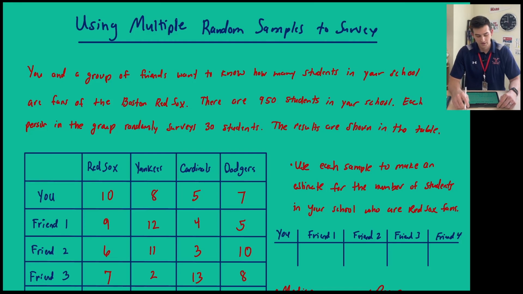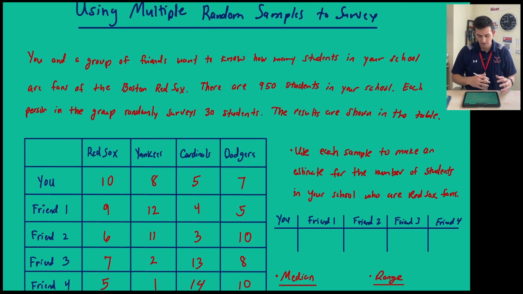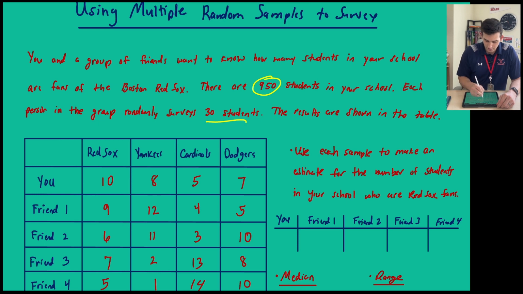Hello everyone, in this video we're going to talk about how we can use multiple random samples to survey. So we got a scenario here, we got a table written out, so let's read through it. It says, you and a group of friends want to know how many students in your school are fans of the Boston Red Sox. There are 950 students in your school, circle that, that'll be important in just a second. Each person in the group randomly surveys 30 students, and the results are shown in the table.